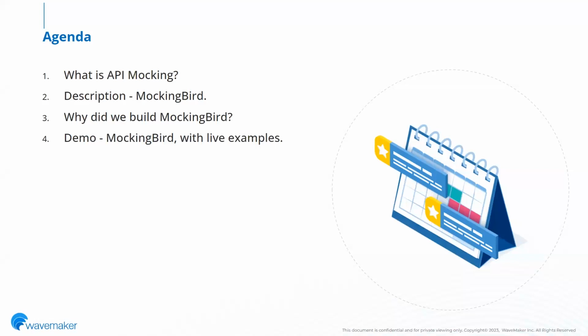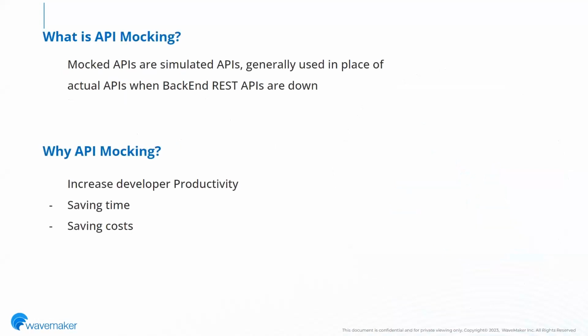Here is the agenda of today's session, where I'll be talking first about what is API mocking in general, a description about Mockingbird, why we have built this Mockingbird as an integrated feature with WaveMaker, followed by a Mockingbird demo. So I'm going to start this session with what is API mocking generally. I mean, how we have to understand this API mocking. So mocked APIs are simulated APIs generally used in place of actual APIs when REST APIs are down.